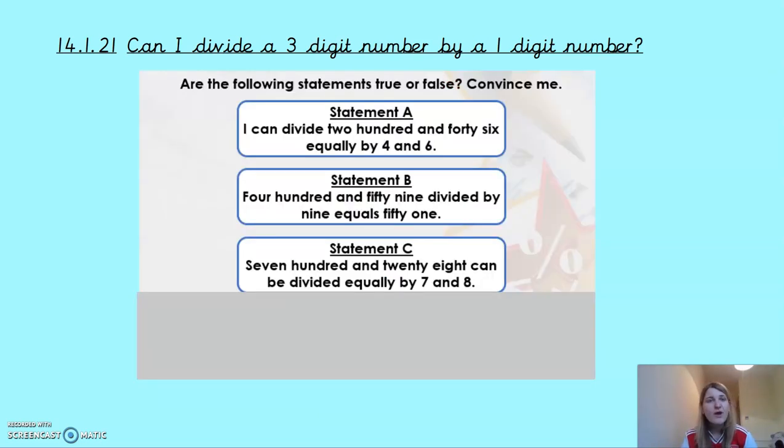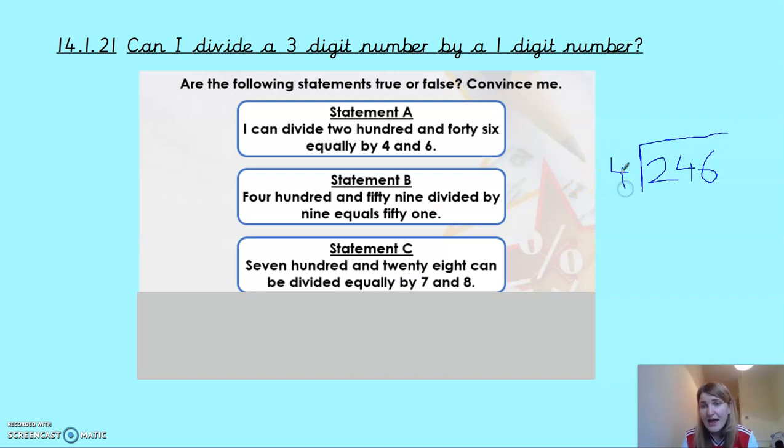Okay. Right, okay, so we've got some true or false statements here, and some of them are going to take a little bit of exploring. So I'm going to have a go at statement A. You guys are then going to have a go at statements B and C. So statement A is, I can divide 246 equally by 4 and 6. So it's asking me to see, can I divide it equally by 4? Can I do it by 6? If I test it, so 246, I'm going to use my short method rather than drawing it all out. And I'd recommend you guys do the same for yours.